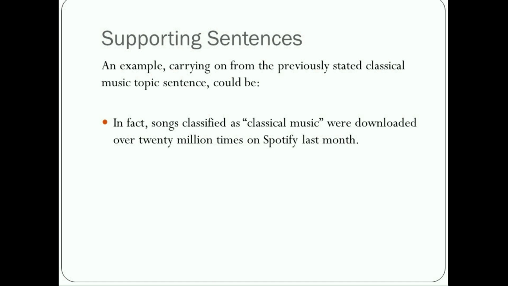Notice how we're still on the same topic. We're still talking about classical music. We're talking about a lot of people. However, in this case, we're giving specific details. 20 million listens on one platform downloaded last month. These are all very specific, and yet they relate to the previous general sentence.